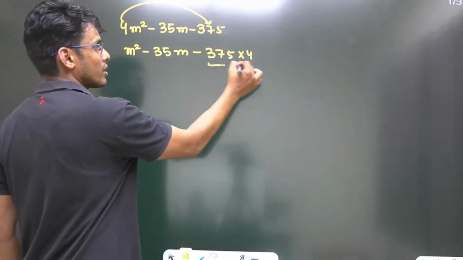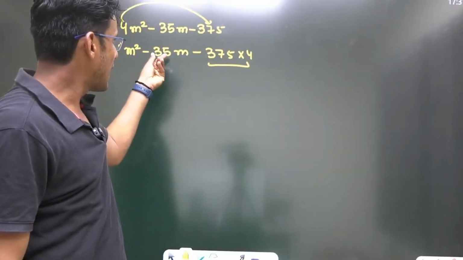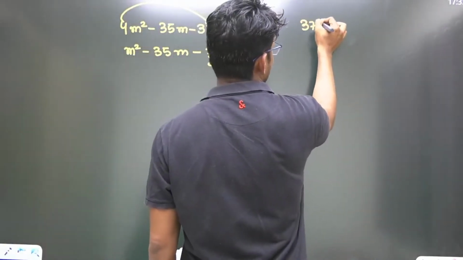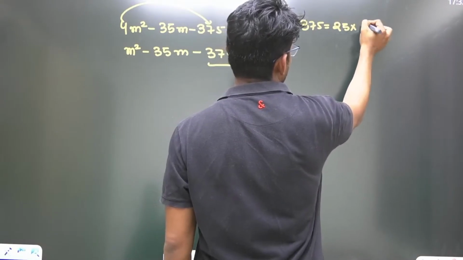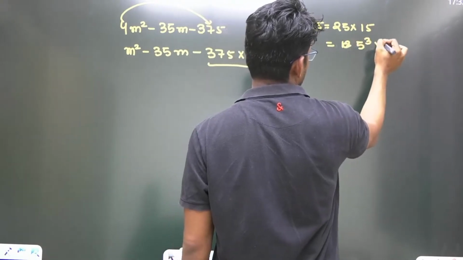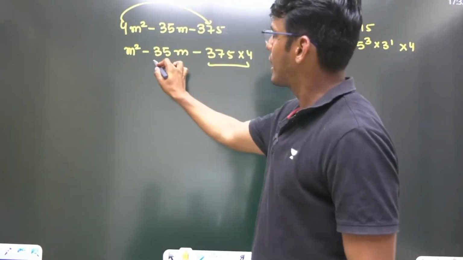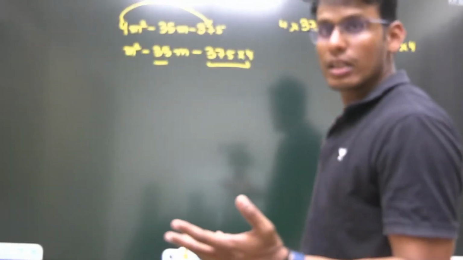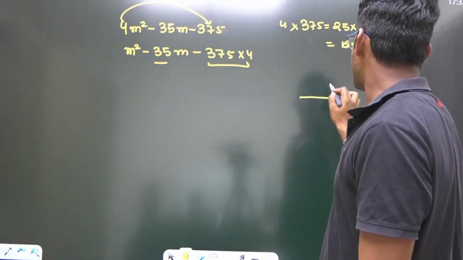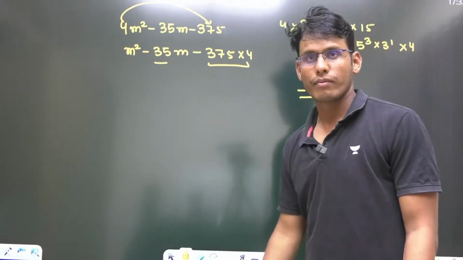Now see this number. Our deal was to split this in such a manner that the product becomes this. Let's factorize 375. It is 25 times 15, or 125 times 3. So 5 to the power 3 into 3 to the power 1. And you have 4 extra. Now see, you are getting minus 35 here. So how do you get minus 35? There has to be some 0 here and some 5 here, right? That is how you get it.